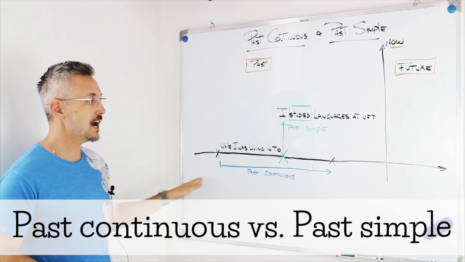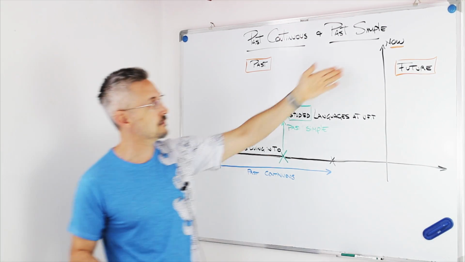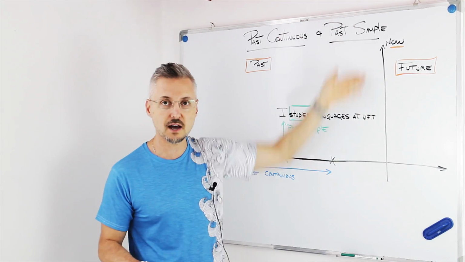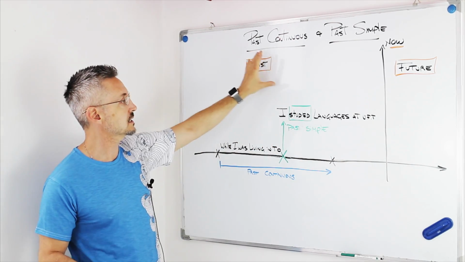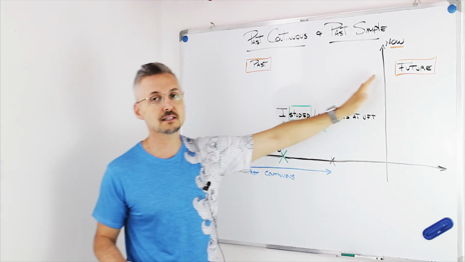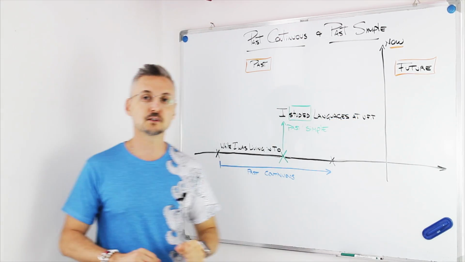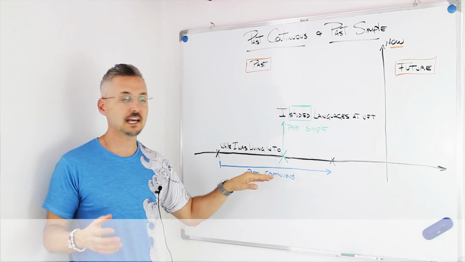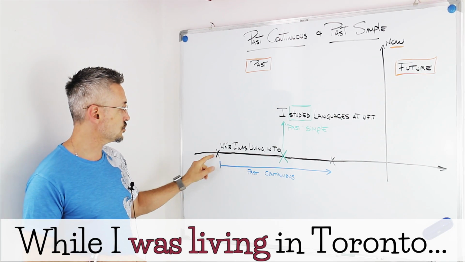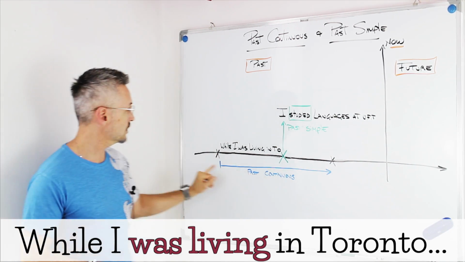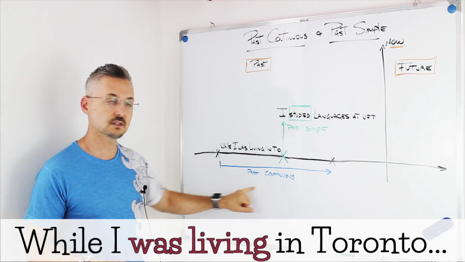Okay, so I drew a timeline and you can see we have a vertical line that represents now. Then we have a horizontal line that represents the past. Obviously the past is bigger because I want to talk about the past. And then the future, as you can see. While I was living in Toronto, and you can see the past continuous right here. So I drew two stars with an arrow to represent the past continuous.